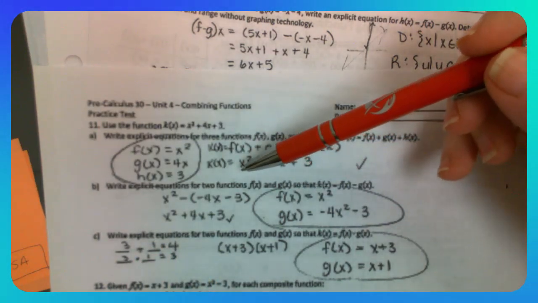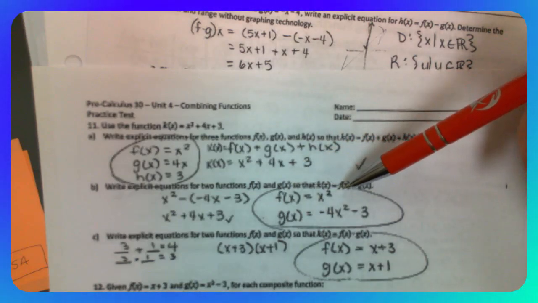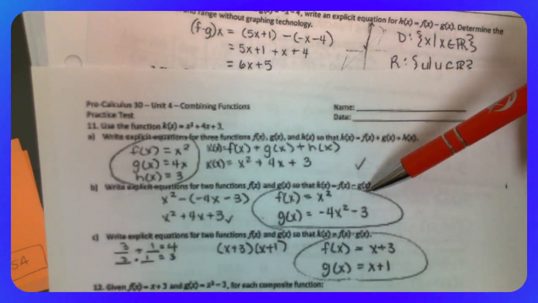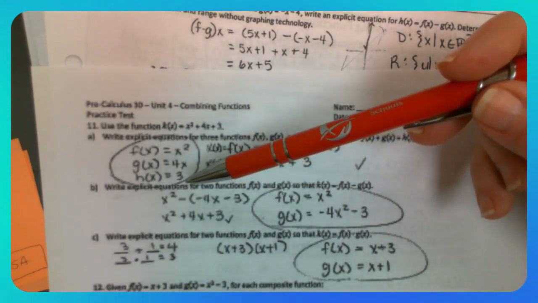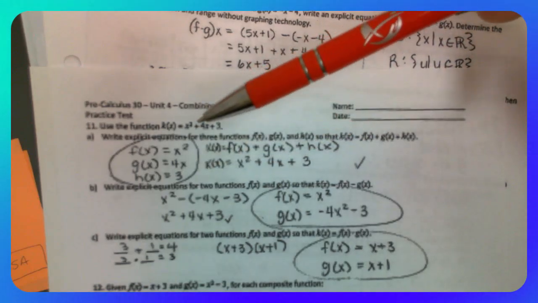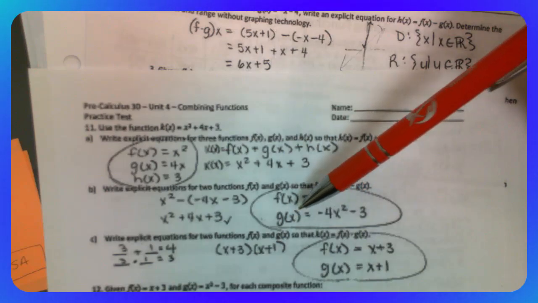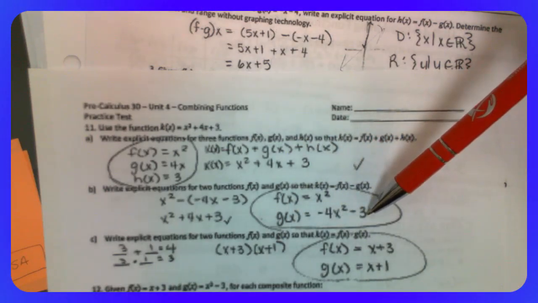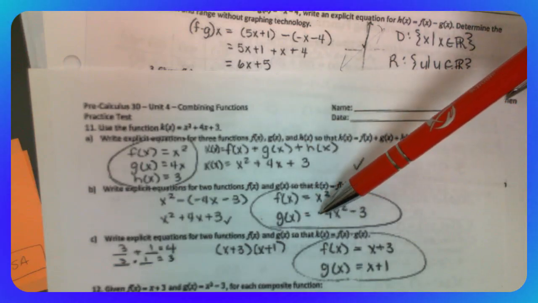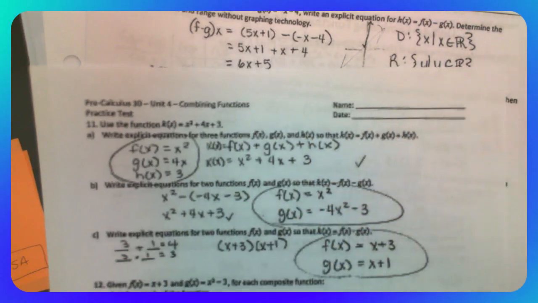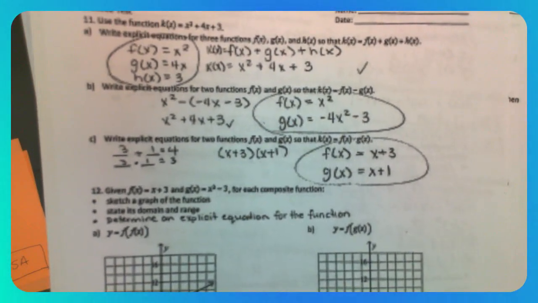All right, B, write an explicit equation for two functions, f of x and g of x, such that when you subtract them, you get back x squared plus 4x plus 3. Okay, so f of x equals x squared, and g of x equals negative 4x minus 3, because when you subtract negatives, these become positive.